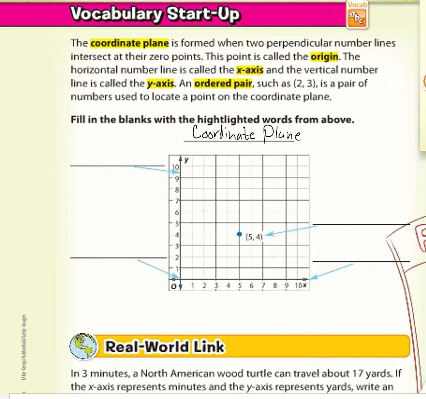Now I want you guys to quickly pause the video and see if you can fill in the blanks. If you remember, the horizontal line is the x-axis. The middle point is the origin. We have the y-axis, and these numbers right here are the ordered pairs.